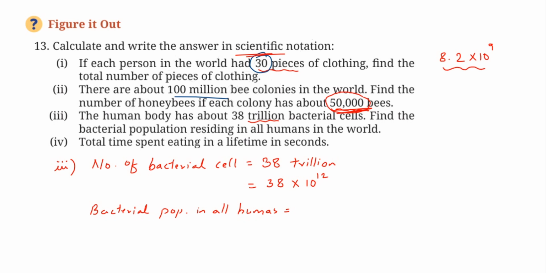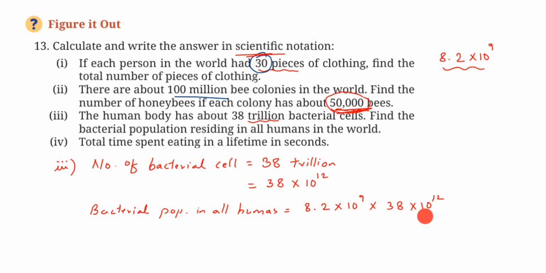And so if this many people are there, 8.2 times 10 to the power 9 people, and in each human body there are 38 times 10 to the power 12 cells. To find how many bacterial cells there are, we have to multiply the total number of people, which is 8.2 times 10 to the power 9, by how many bacterial cells there are in each body, which is this. So we have to multiply these numbers and get the answer. So we multiply 38 and 8.2, we'll see what number we get. You can pause the video, multiply and get the answer.